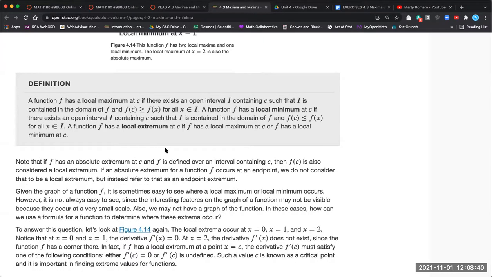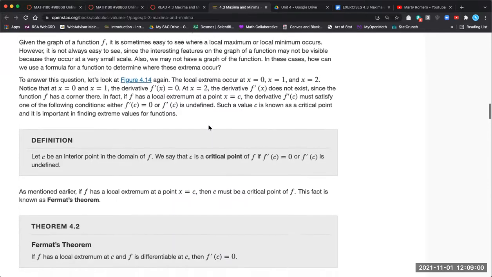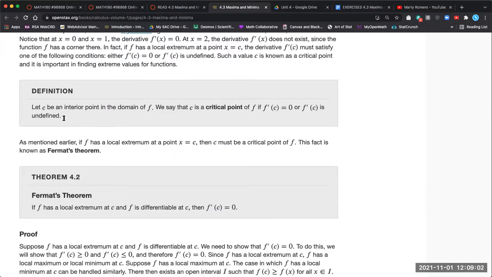Here's your definition as we take a look at it. A function has a local maximum at C if there exists an open interval, right? Again, back to that, for every value, f of C is greater than f of x. So again, back to those definitions, which leads us finally to this critical point.